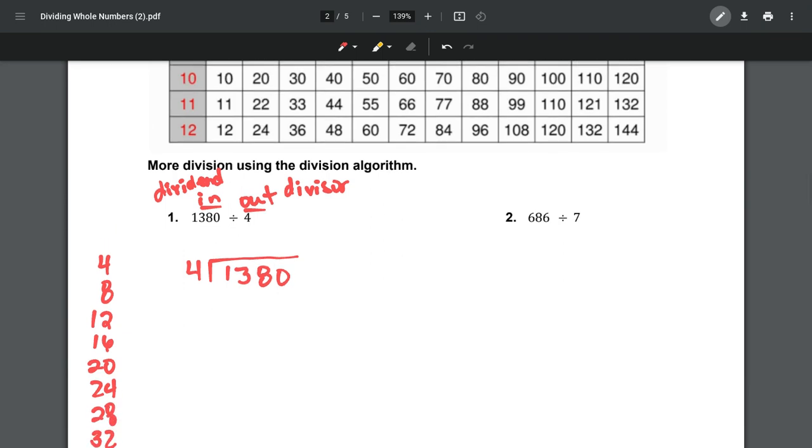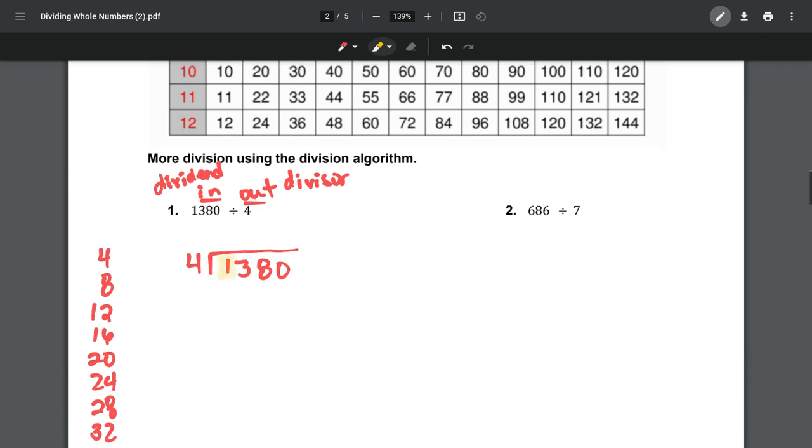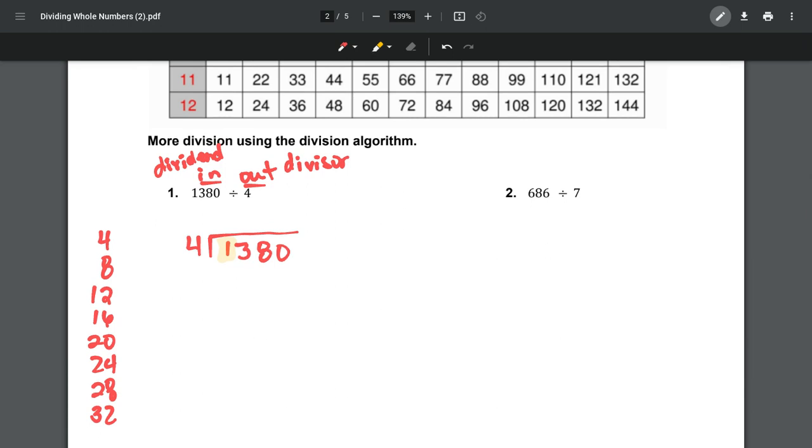All right, so the first thing you'll do is you'll say, how many groups of 4 can I get out of 1? So you'll just go here with your division algorithm. You're going to divide first. How many groups of 4 can I get out of 1? Well, if I only have one person, if you think of these as people, you can't make a group of 4. So that would be 0 there.